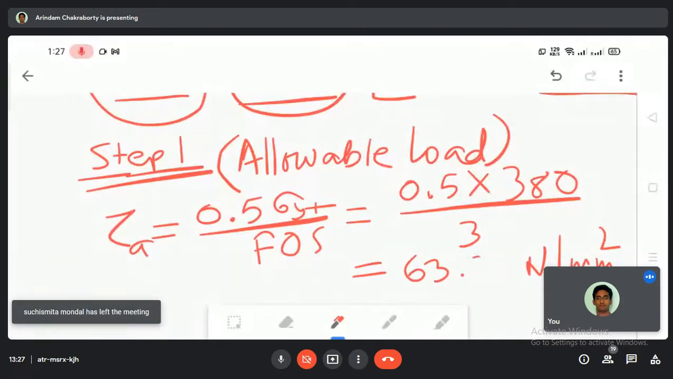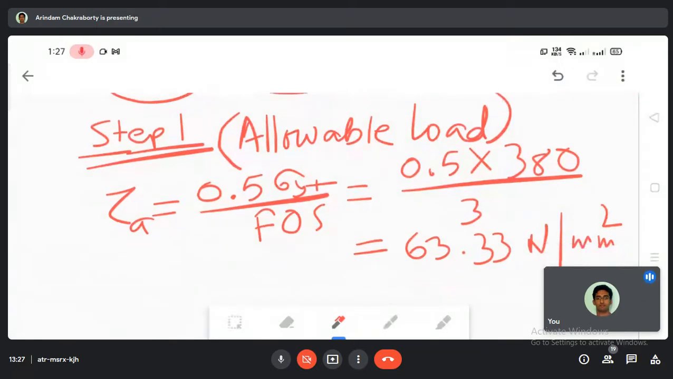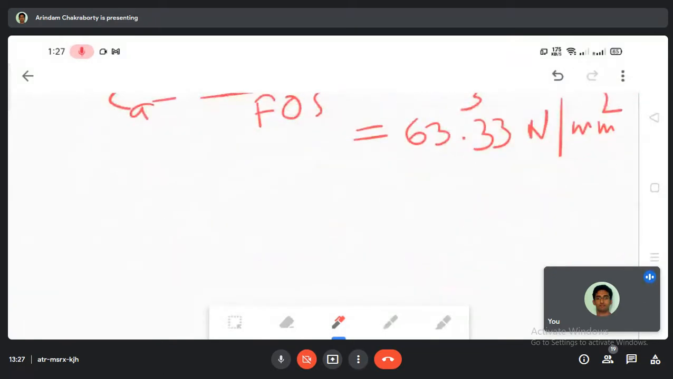63.33. 63.3. Fine. So that means this will be the allowable shear load. Now here comes a point: sir, why have you done shear, what about the other load, why have you not considered it? Now try to understand why I have gone directly to shear. There should be some logic behind it.